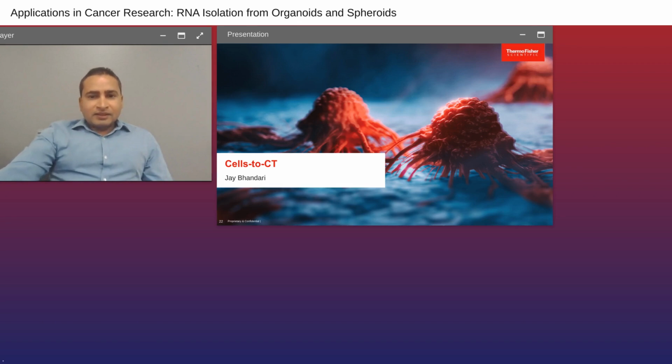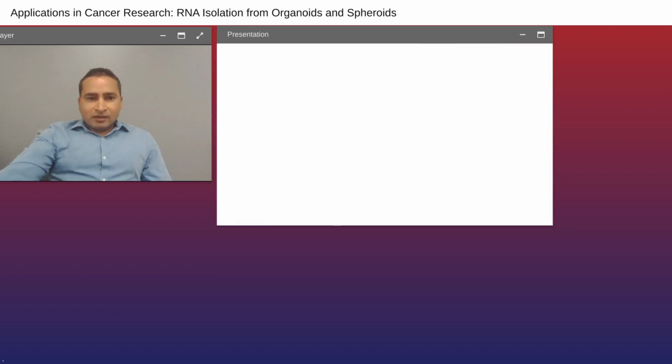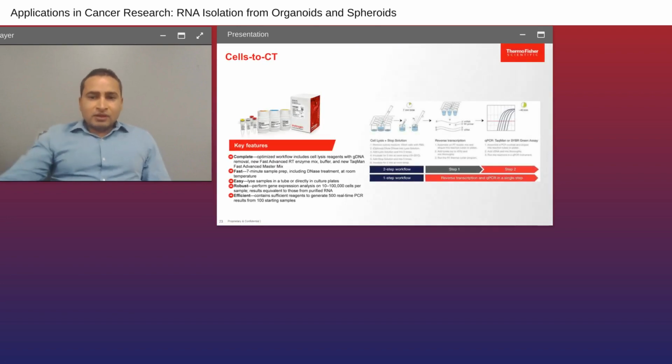So in the next section of the presentation, I'll switch my topic and present an efficient high-throughput RNA isolation from spheroids and organoids. Mainly, I'll introduce Cells-to-CT. Basically, Cells-to-CT kit allows us to study gene expression by real-time qPCR without RNA purifications. These are available in both TaqMan and SYBR Green detection chemistries. So these kits provide a complete workflow for gene expression studies directly from cultured cells, providing a user with excellent performance and also reliable results.